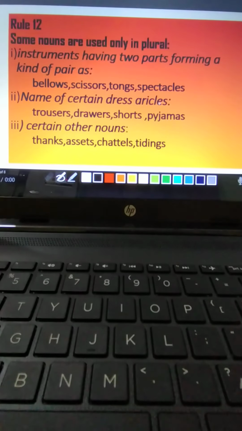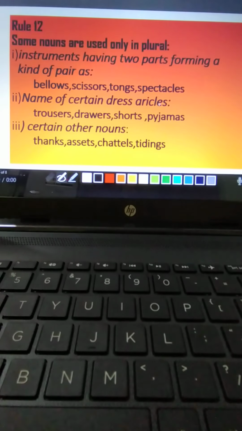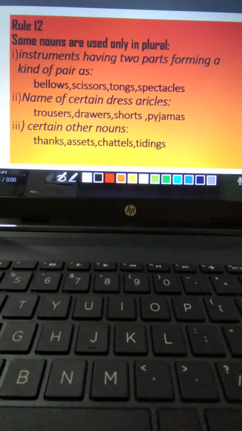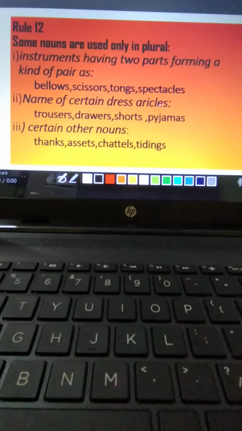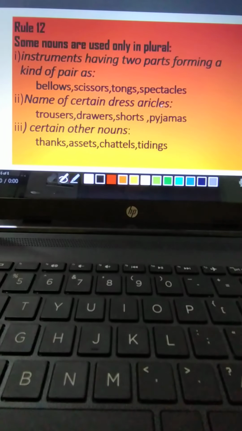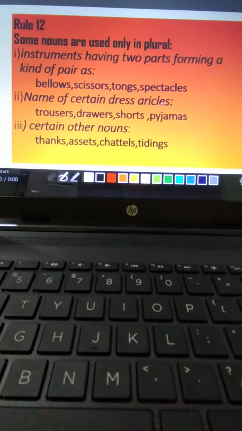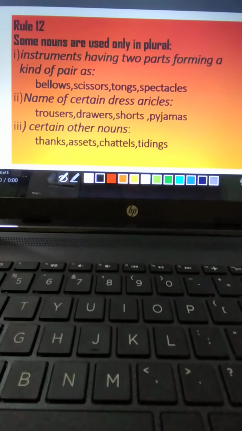Now trousers, drawers, shorts, pajamas. All these words, I hope, are very common to you all. These are the common dresses which you use in your day-to-day life, and you can easily make out that these are always used in the plural sense. It is never used in the singular sense.